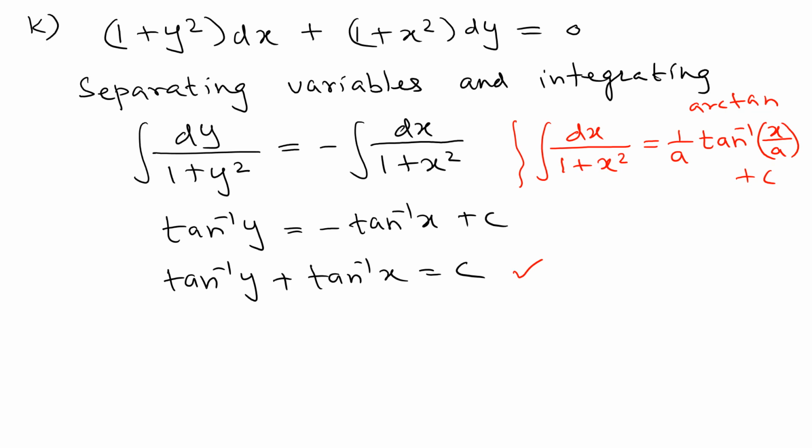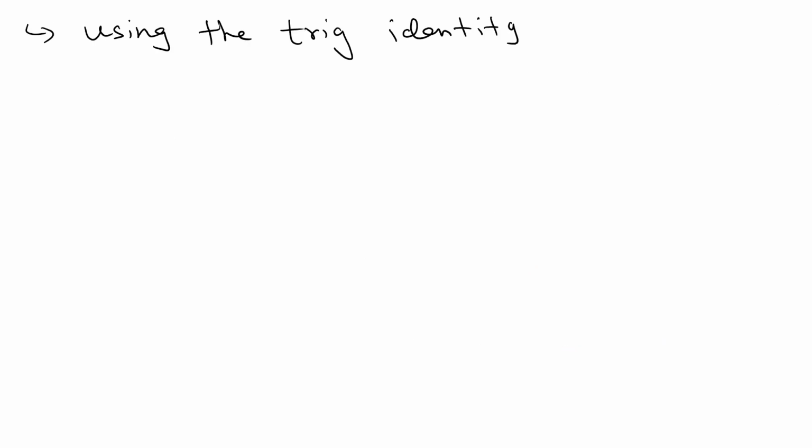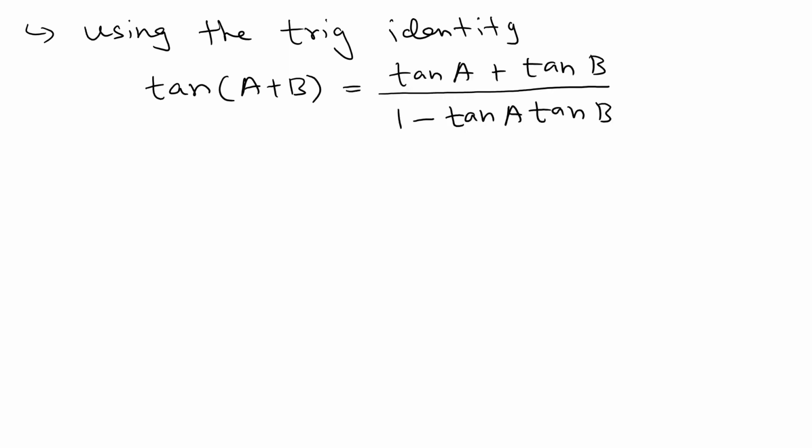But actually you can simplify this really nicely. You can use a trigonometric identity to simplify this really well, and we can even find an explicit solution. So let's see how we can do that. Using this trigonometric identity, we know tan(a plus b) equals tan a plus tan b divided by 1 minus tan a tan b. So this is a trigonometric identity. Now we can look at the solution we have.